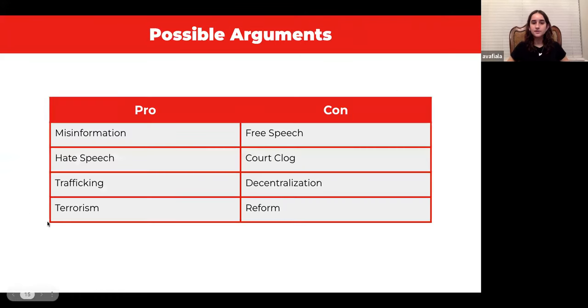Okay, but now let's just go into the overview of the possible arguments. On the pro, there's misinformation, hate speech, trafficking, and terrorism. And on the con, there's free speech, court clog, decentralization, and reform. These are just the eight arguments that we chose to go more in depth on today. Obviously, there's more arguments out there, but again, as Joshua was saying, the scope of this topic is pretty narrow, but there's definitely more arguments you can build upon, and we'll talk about that more later.